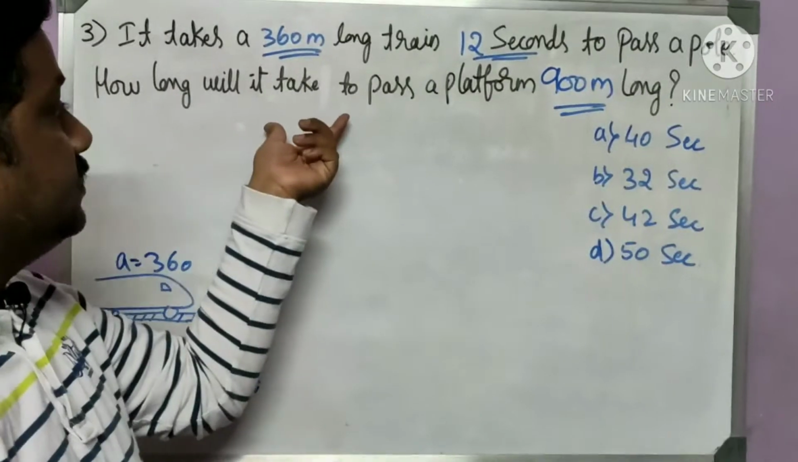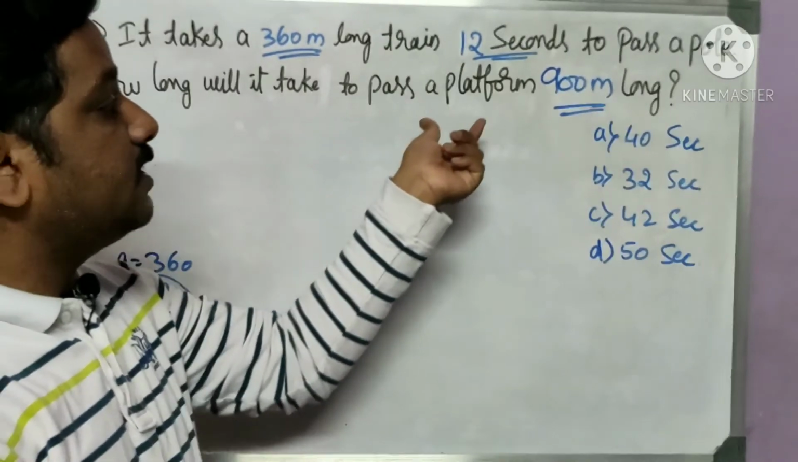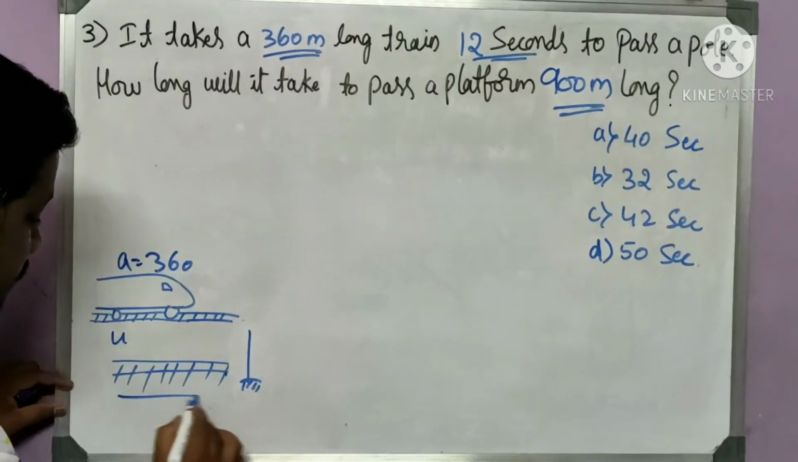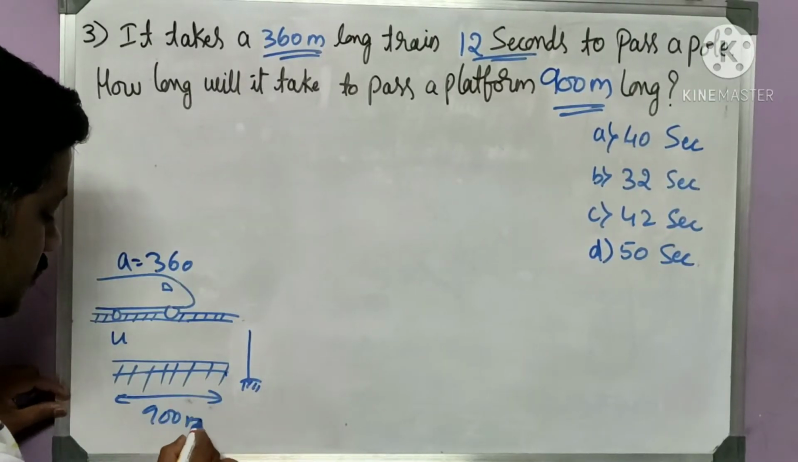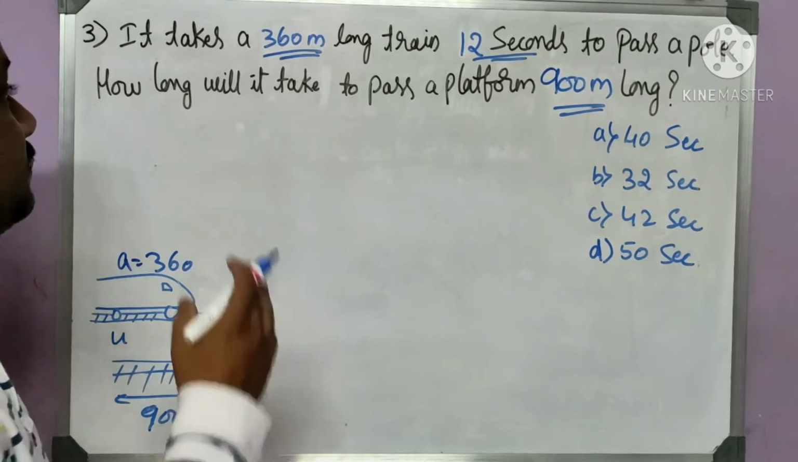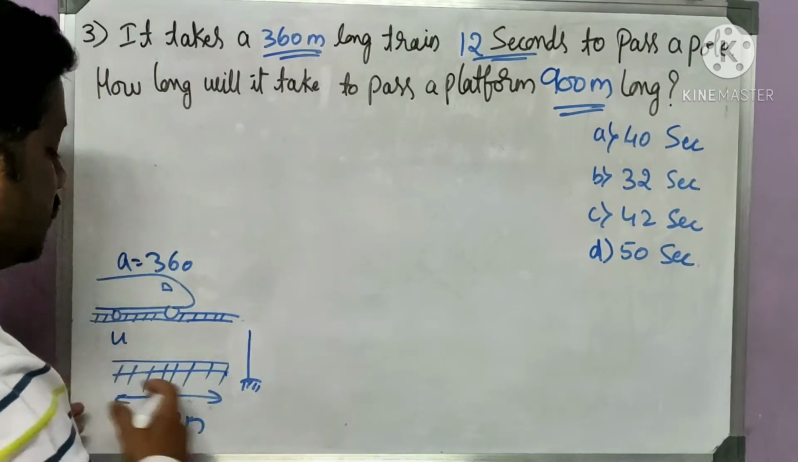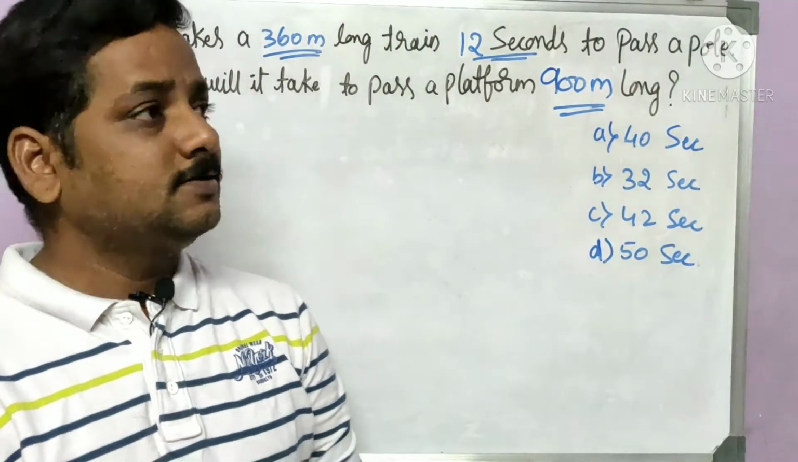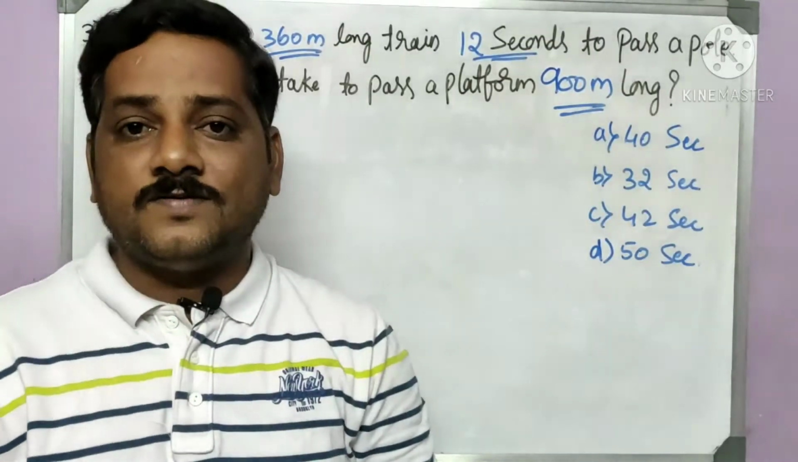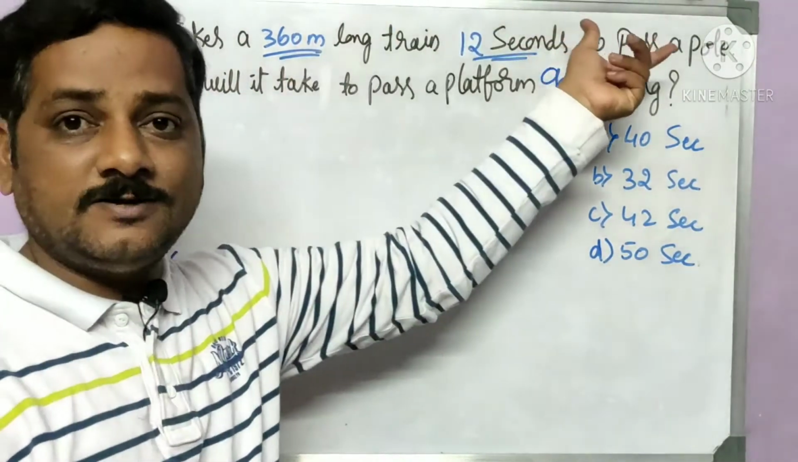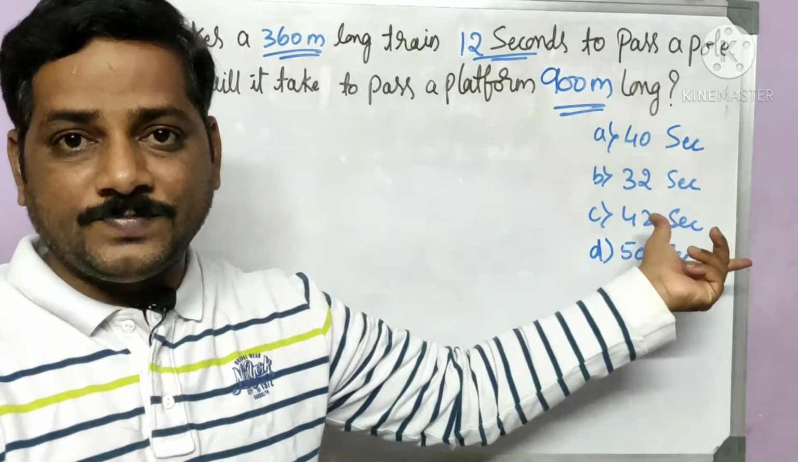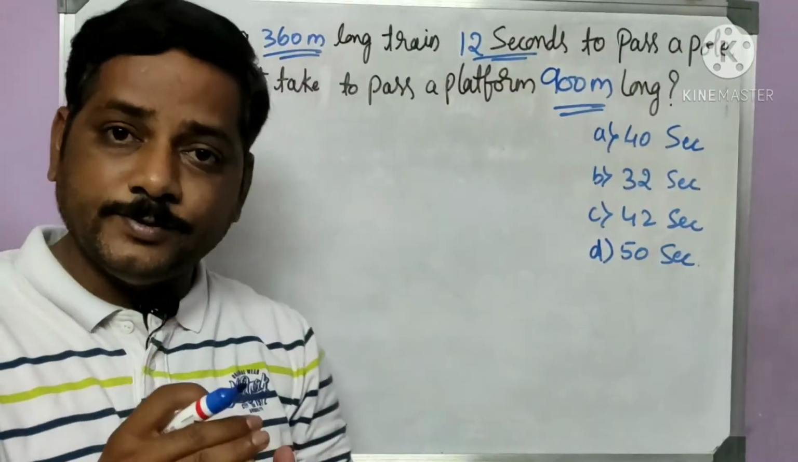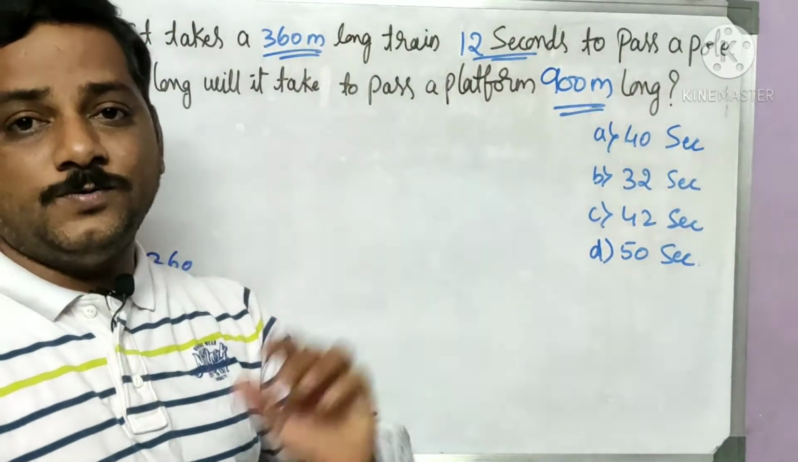Next, what they asked you here is, how long will it take to pass a platform of 900 meter long? So there is a platform and this is of 900 meter long. So what is the time taken by the same train to cross this platform of 900 meter long? So this is another type of way of asking question. They give one particular statement and they ask something different. So here, the first information what they have given will help you to get the unknown value here, right?